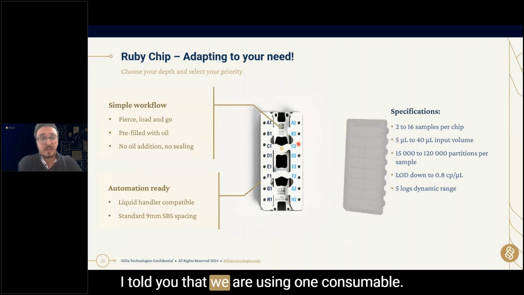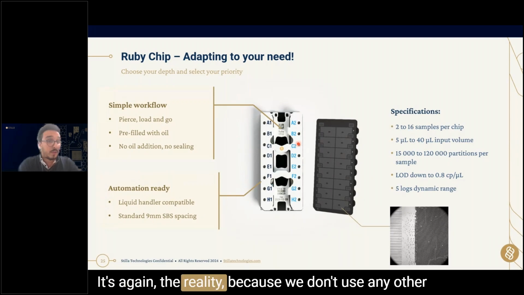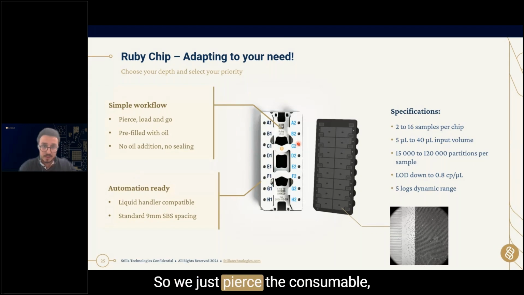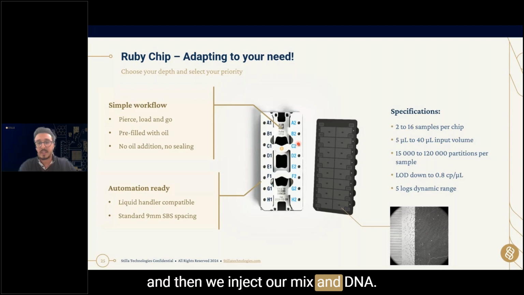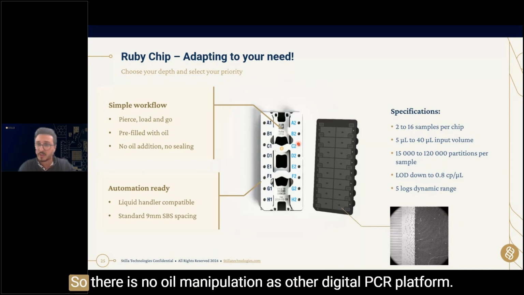I told you that we are using one consumable. It's again the reality, because we don't use any other consumables like caps or sealing foils or whatever. So we just fill the consumable, and then we inject our mix and DNA. The chip is already with oil, so there is no oil manipulation as on other digital PCR platforms.